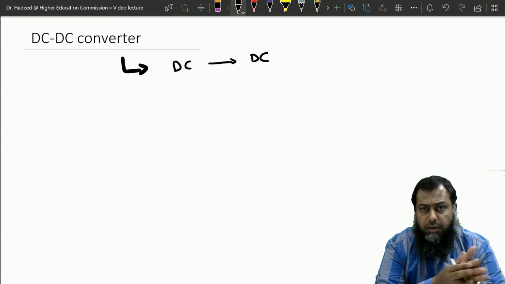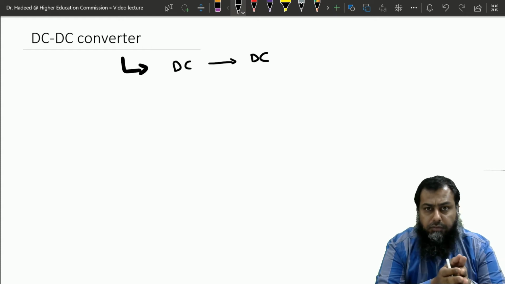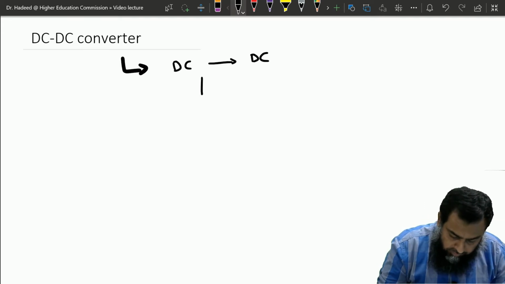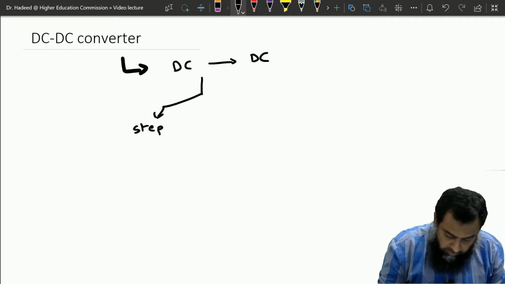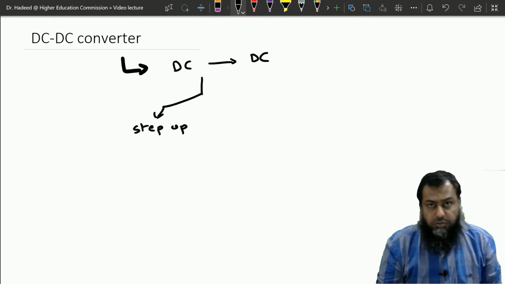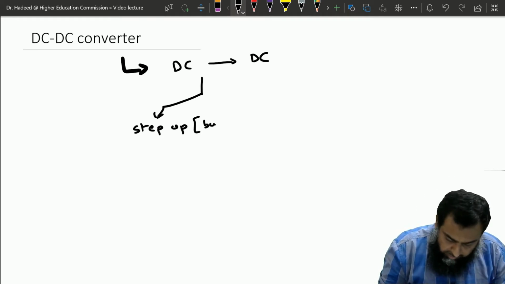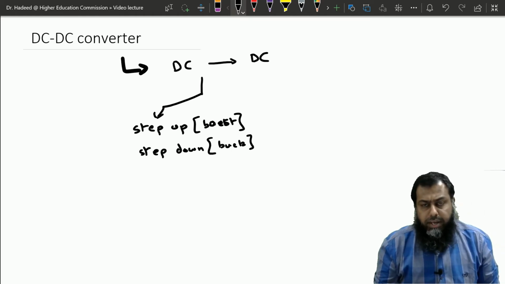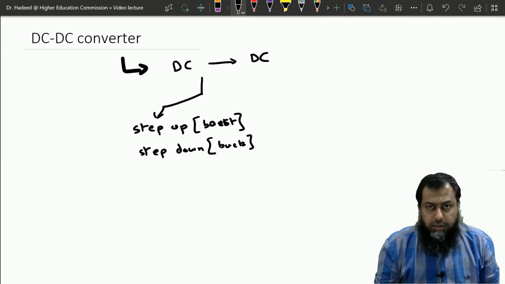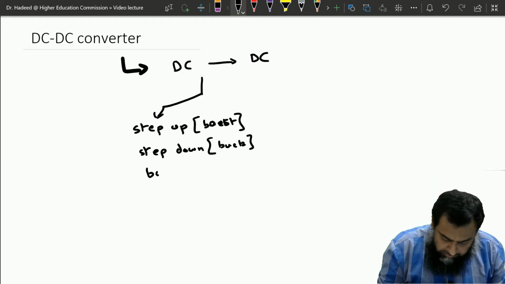There are various kinds of converters found in literature that convert the DC from one form to another form, and they vary in different aspects. For instance, a DC to DC converter might have the capability of either stepping up the voltage or stepping down the voltage. Those which are able to step up the voltage are known as boost converters. Those that step down the input voltage are known as buck converters, and there are those that have a tendency to either step up or step down the given voltage, and they are known as buck boost converters.